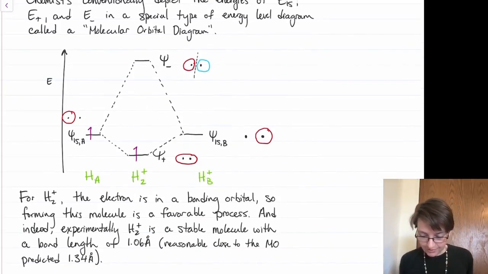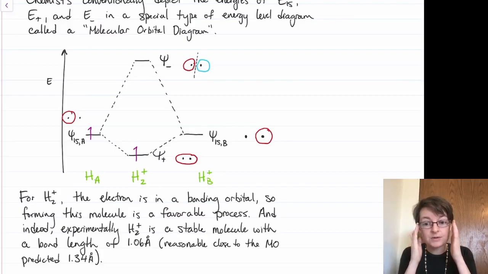Okay, so now this is a complete version of a molecular orbital diagram for the H2 plus molecule. And what we notice is that because all of my electrons are in bonding orbitals, they are more stabilized compared to having my individual atoms. So forming this molecule is a favorable process. And H2 plus, just like this molecular orbital diagram predicts, is a stable molecule, and it has a bond length close to an angstrom.